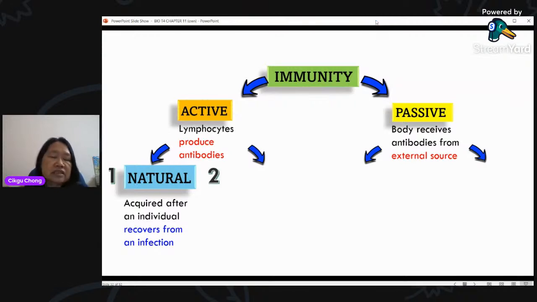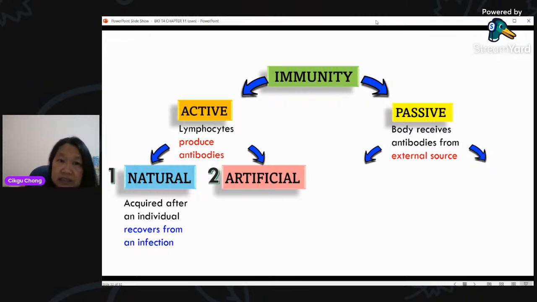The second type is known as artificial active immunity. So we go up: artificial, then active, and last is immunity. Artificial means you do not get it naturally. You've got to do something. Your body has to do something not natural, which is you purposely get an injection, which is called a vaccine, and it makes your body make the antibody.